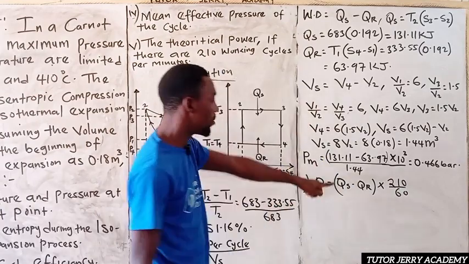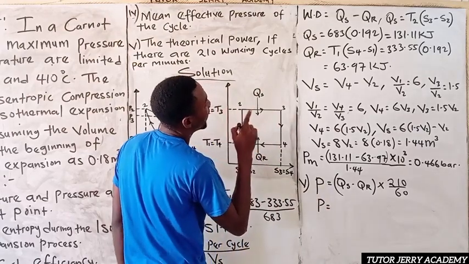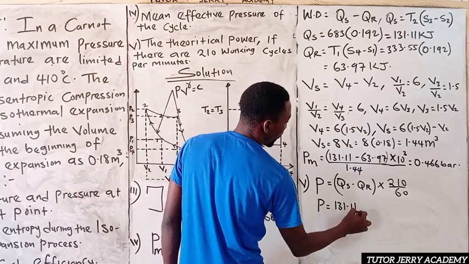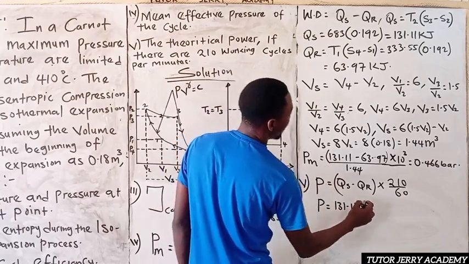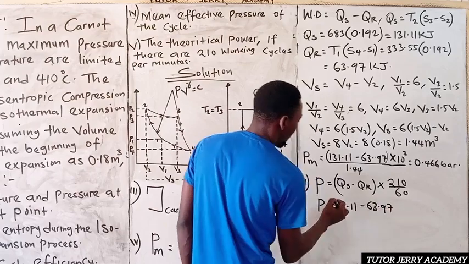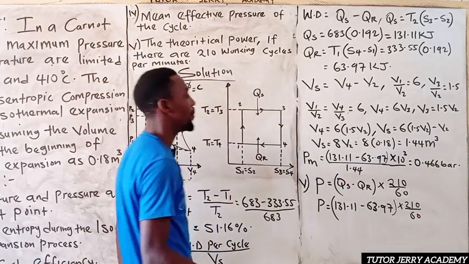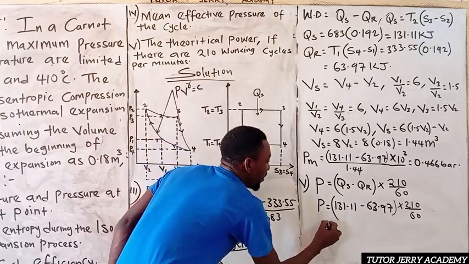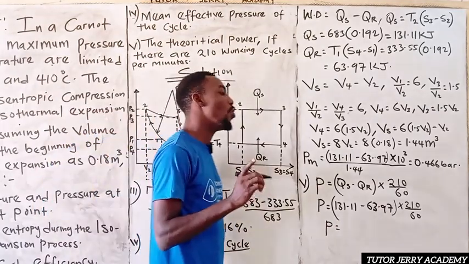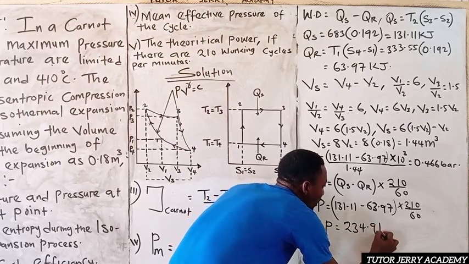All right. So now let's substitute for Q. So we are going to say P is equals to QS. What is QS? QS is nothing but 131.11 minus QR, that is 63.97. Then we are going to multiply this by 210 all over 60. So if you press all of this value and you divide by 60, your answer is going to be 234.9 kilowatts.